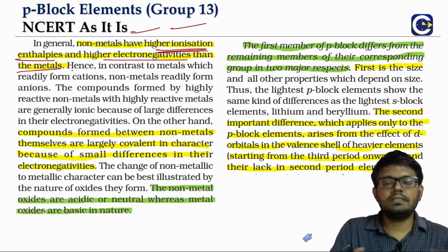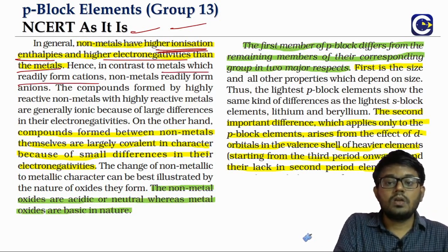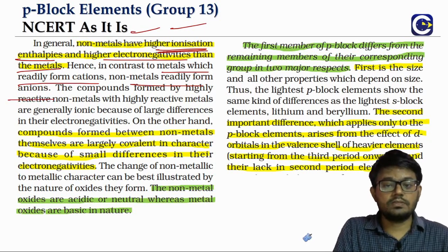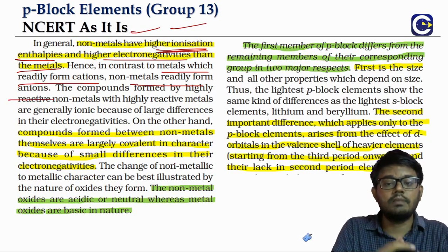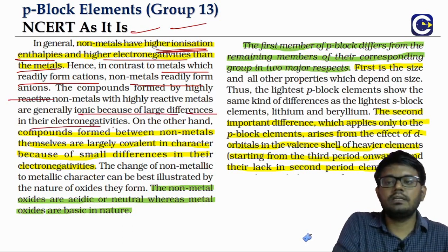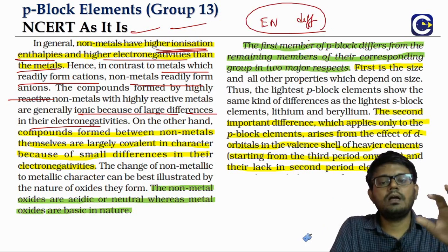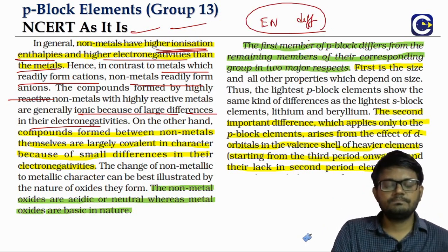So here we can just talk about the nature of bonding formed by the non-metals. If, say for example, we talk about metals, they can easily lose electrons to form cations. Non-metals can gain electrons to form anions. So when you have a bonding between metal and non-metal, it will be what? Ionic in terms of nature, because if you look at the electronegativity difference between the metal and non-metal, it will be huge. So the bond will be predominantly ionic in terms of character.